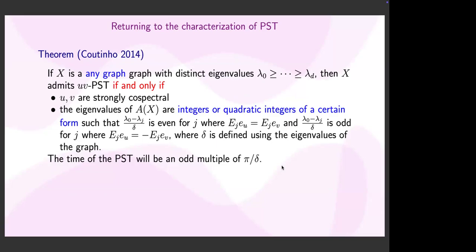You can have a characterization. It's if and only if the vertices need to be strongly cospectral, and then the eigenvalues basically almost have to be integers satisfying some condition. That's a generalization of what was in Matthias's paper. And in this case, you can compute whatever this little delta is, and the time of PST will be an odd integer multiple of whatever this is.